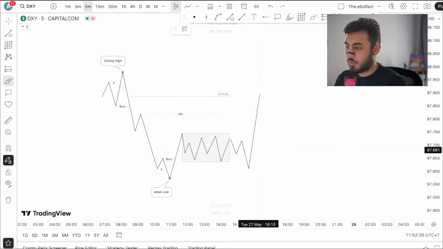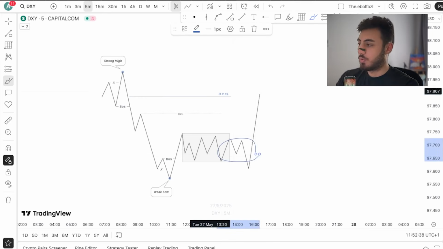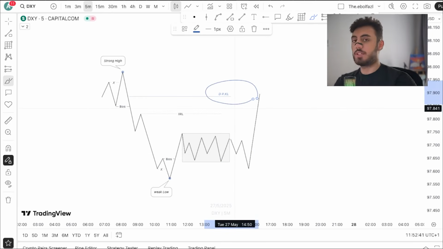Here I'm not going to look for any trades, because the only trade I'm going to look for is on my daily pro key level. Every day I have one daily pro key level. So I'm expecting the major move from those areas. And I don't care what's going to happen in the market. I don't care if price is going to fail it or respect it.